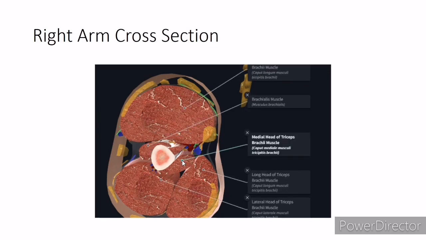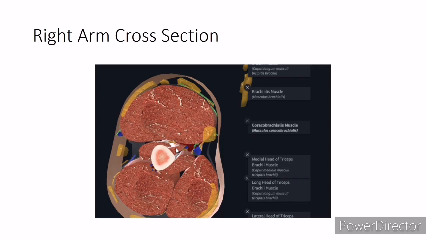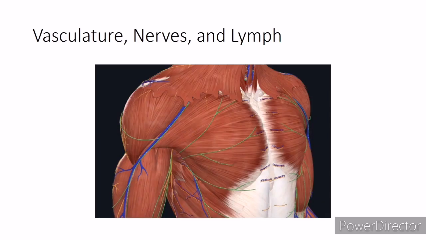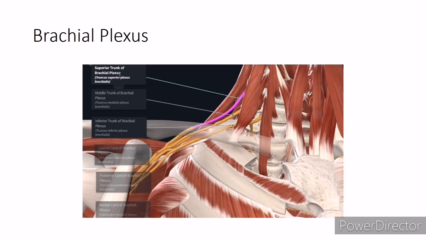Part of the overview that I talked about in the first slide is that we will also include the vasculature, nerves, and the lymph involved in the upper limb. The nerves are composed of the brachial plexus. Its roots will form trunks, which are the superior, the middle, and the inferior trunk. And then the trunks will form the different divisions, which are the anterior and posterior.